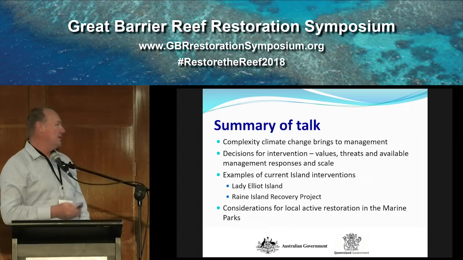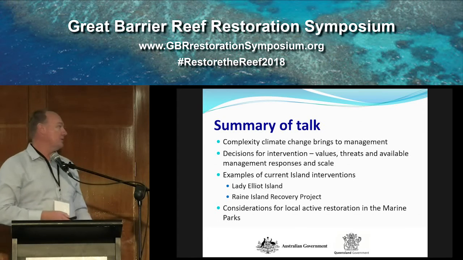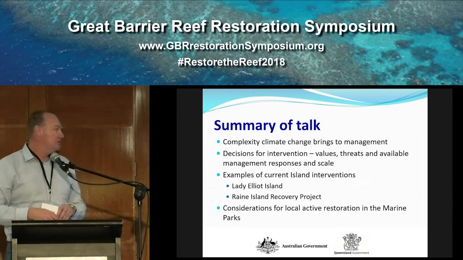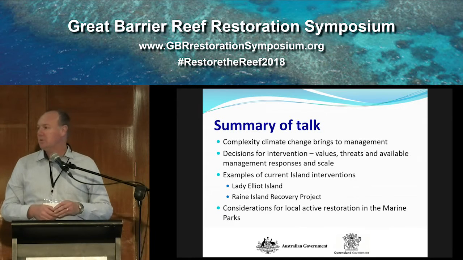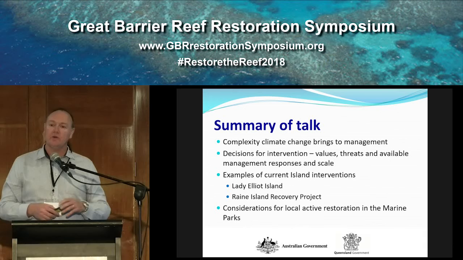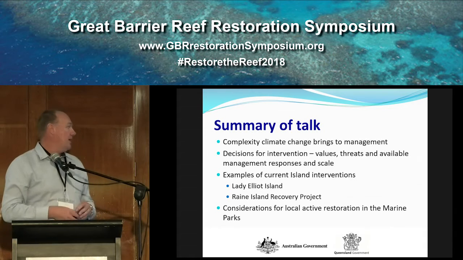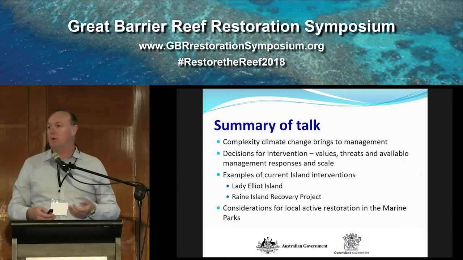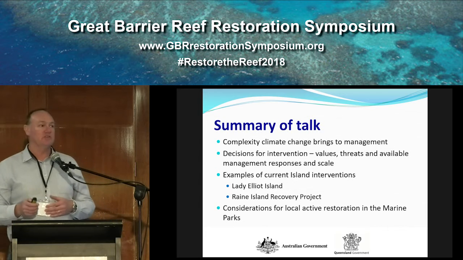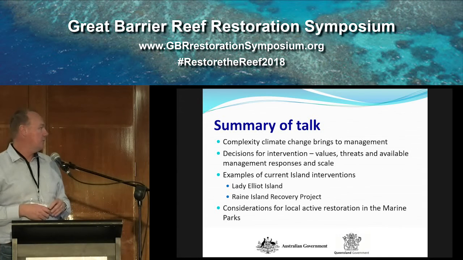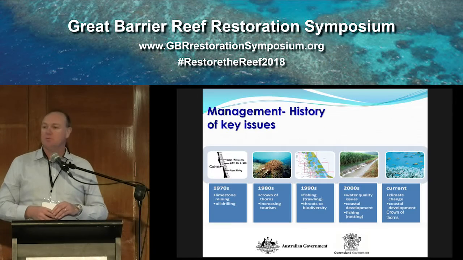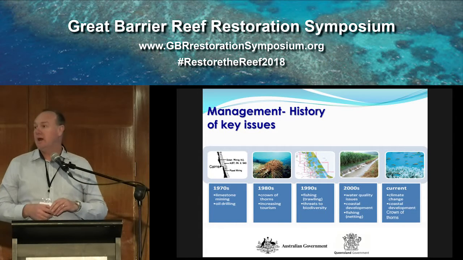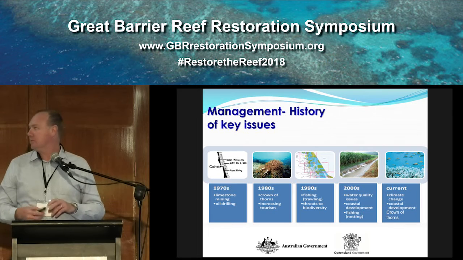I want to talk about the complexity climate change brings to management decisions for interventions, examples of some things we have been doing in the World Heritage Area, although most of those are terrestrially based, and looking at considerations for what that means for local active restoration in the marine environment. Just a very quick history to say that we have changed our management of the reef over time. You've heard much of this talk, we'll touch on things people have talked about.